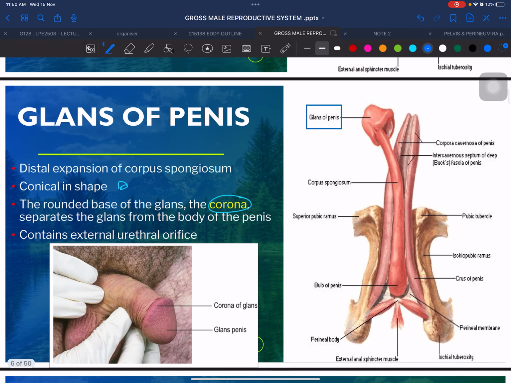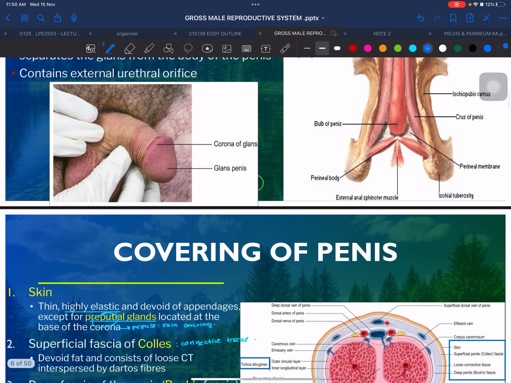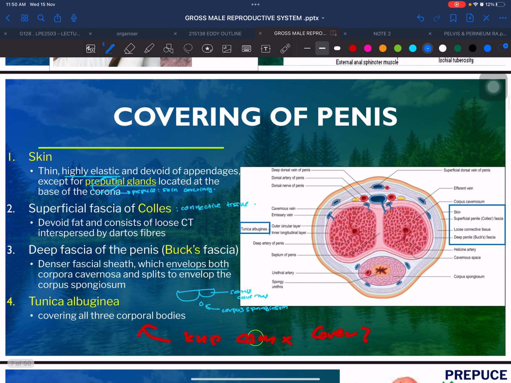Okay, the glans of the penis is a distal expansion of the corpus spongiosum. It is conical in shape. The rounded base of the glans, we call it the corona of the glans, separates the glans from the body of the penis. The glans of the penis also contains the external urethral orifice. Okay, so the glans has the corona and the external urethral orifice.